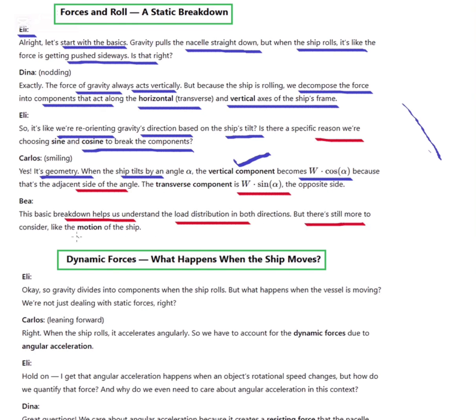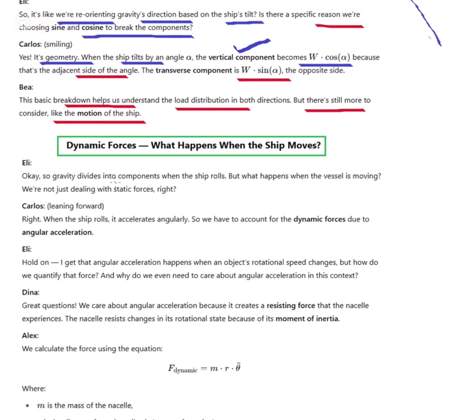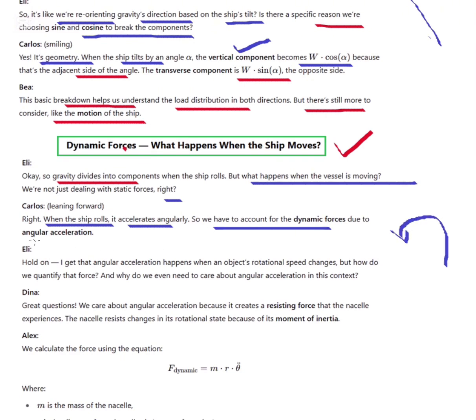But there's still more to consider, like the motion of the ship, dynamic forces. What happens when the ship moves? Okay, so gravity divides into components when the ship rolls. That's right. But what happens when the vessel is moving? When the vessel is moving, it has dynamic forces. We are not just dealing with static forces alone. When the ship rolls, it accelerates angularly, so we have to account for the dynamic forces due to the angular acceleration.